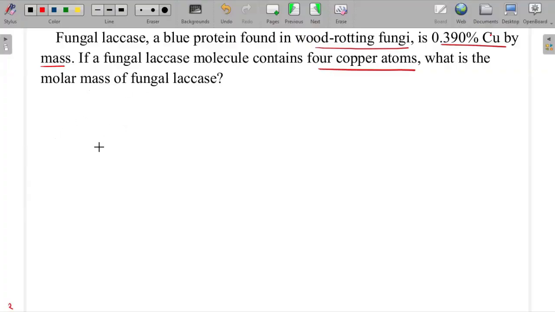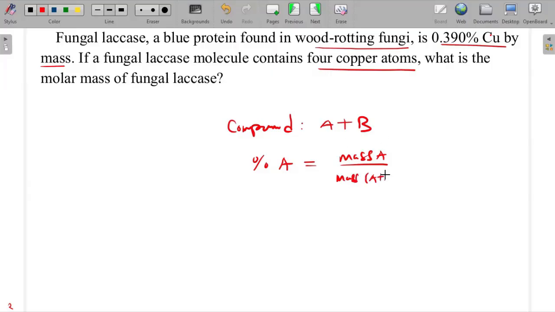So now, when you want to find percentage composition, let's say I have this compound, and this compound is made up of A plus B. If I want to find the percent of A, what I'll do is say mass of A divided by the mass of this whole thing, A plus B.